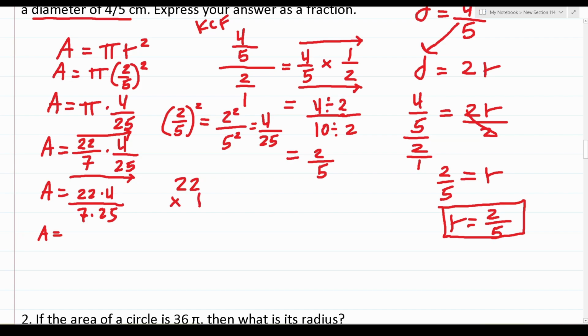If you can't do this mentally, you could always do it off to the side. 22 times 4. 2 times 4 is 8. 2 times 4 is 8. So this becomes 88 over, what is 7 times 25? Again, if you can't do that mentally, you can always work it off to the side like this. My pen's starting to act up on this one. 7 times 5 is 35, so bring down a 5, carry a 3. 7 times 2 is 14, 15, 16, 17. So this is 88 over 175.